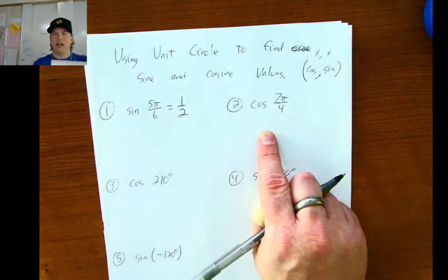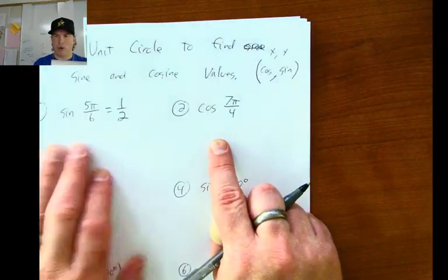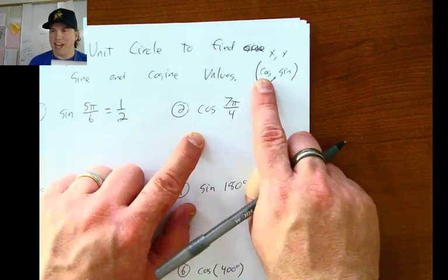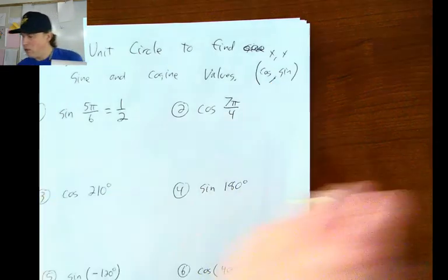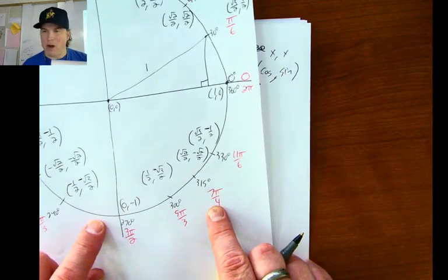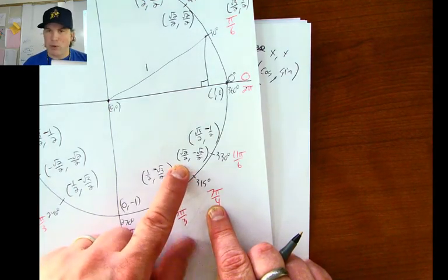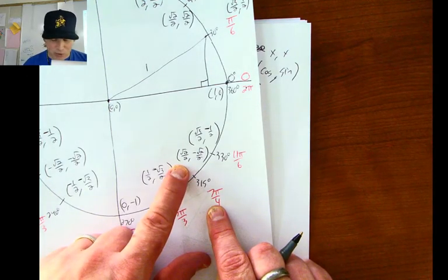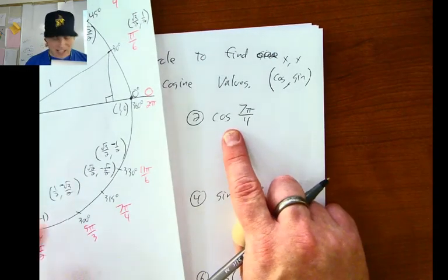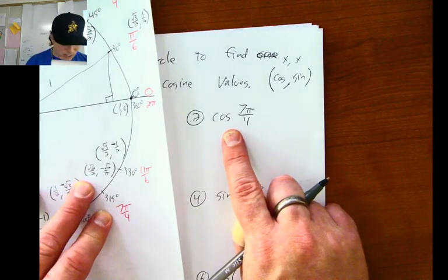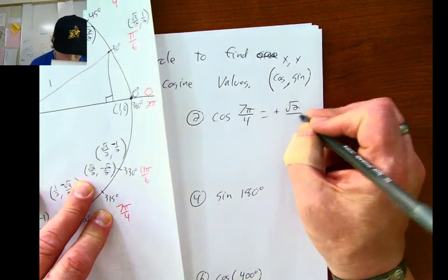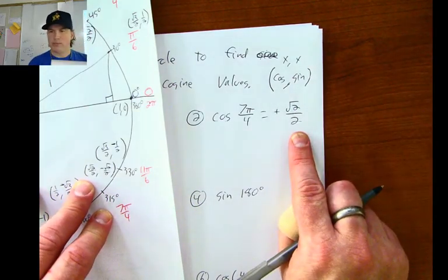Next, cosine of 7 pi over 4. Cosine, that means x coordinate. So, I go to 7 pi over 4. That had the coordinate of root 2 over 2, negative root 2 over 2. It was cosine, so that's the x coordinate. And the x coordinate at 7 pi over 4 is positive root 2 over 2.